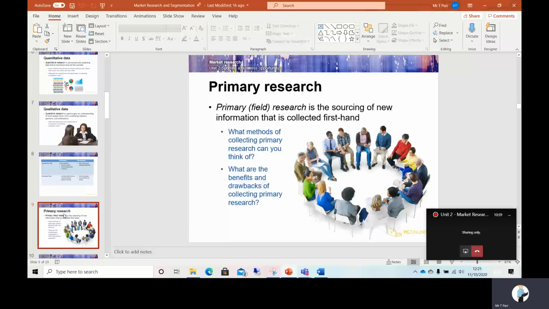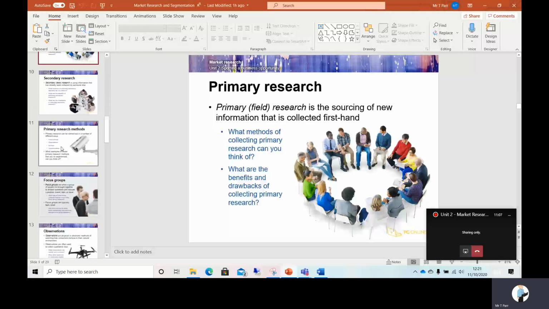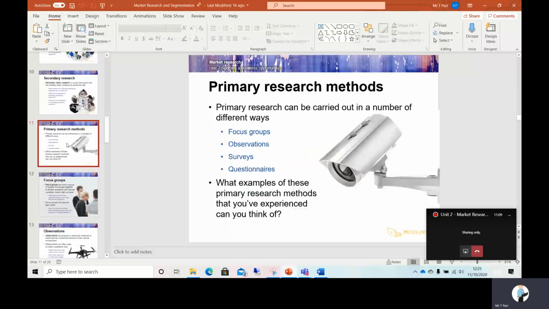Okay, very quickly. So primary research, actually I'm going to skip ahead of research methods. Okay, so primary research very quickly is research which hasn't been done before. You decide to do your own research.